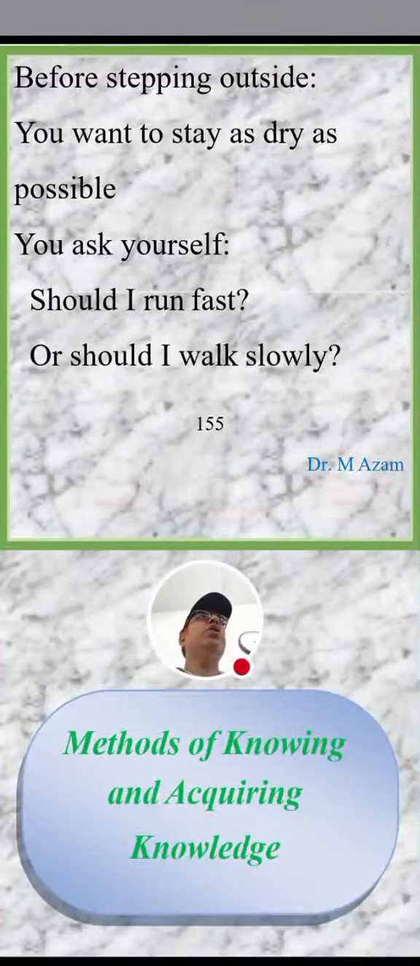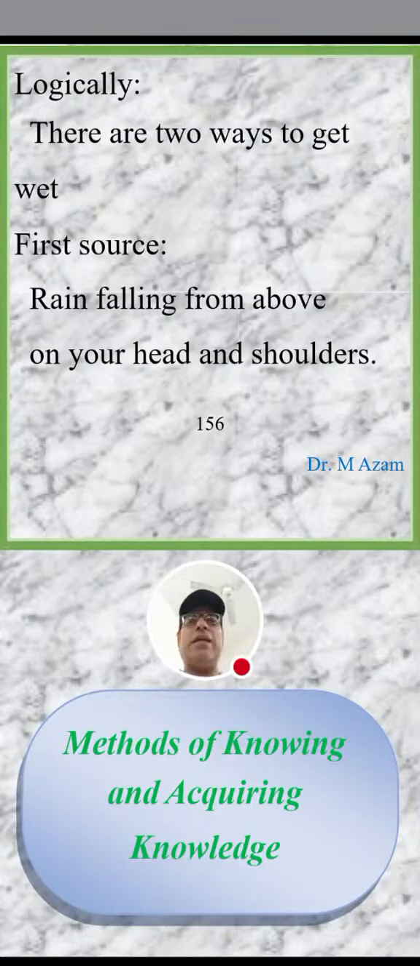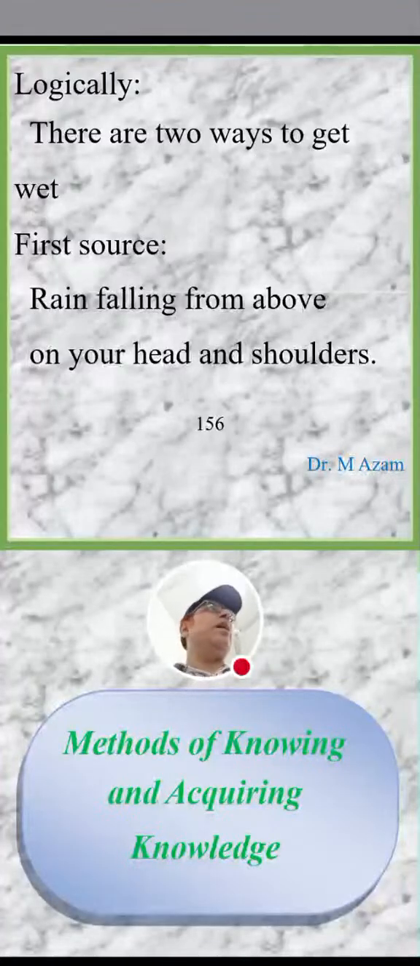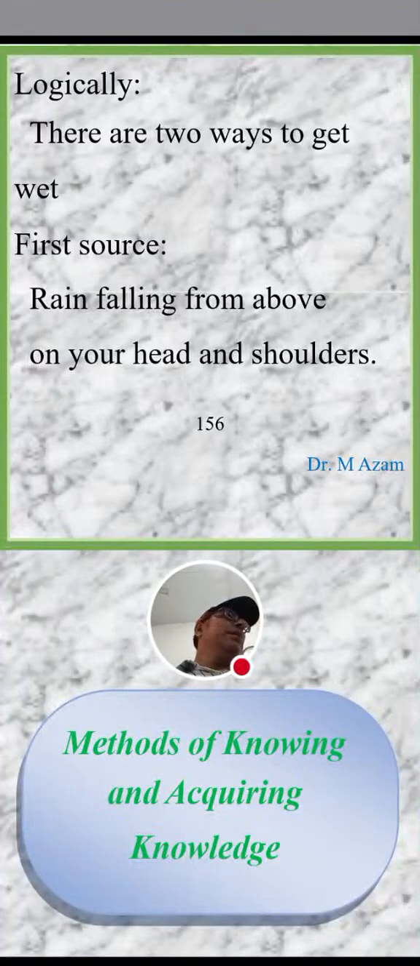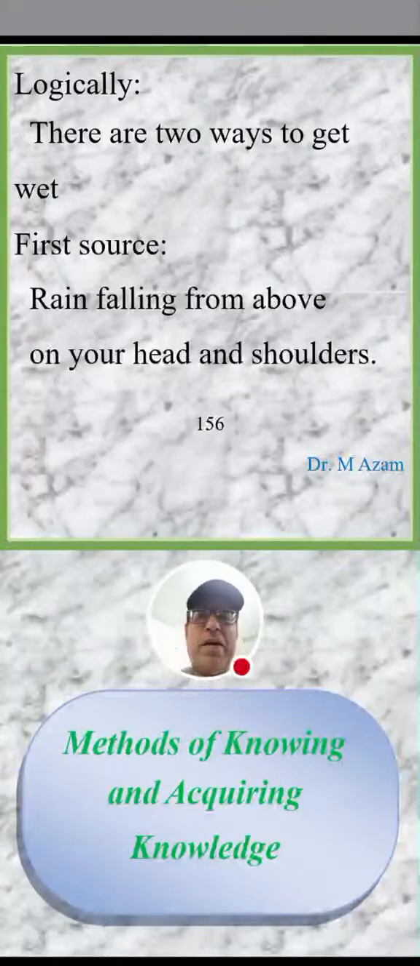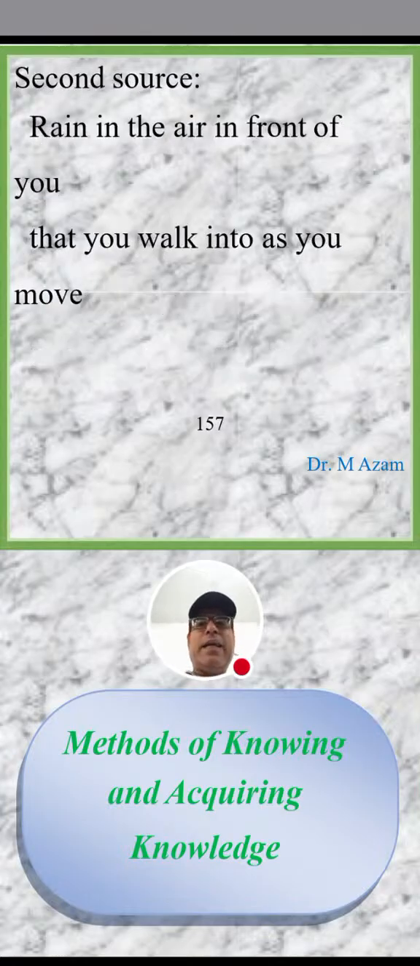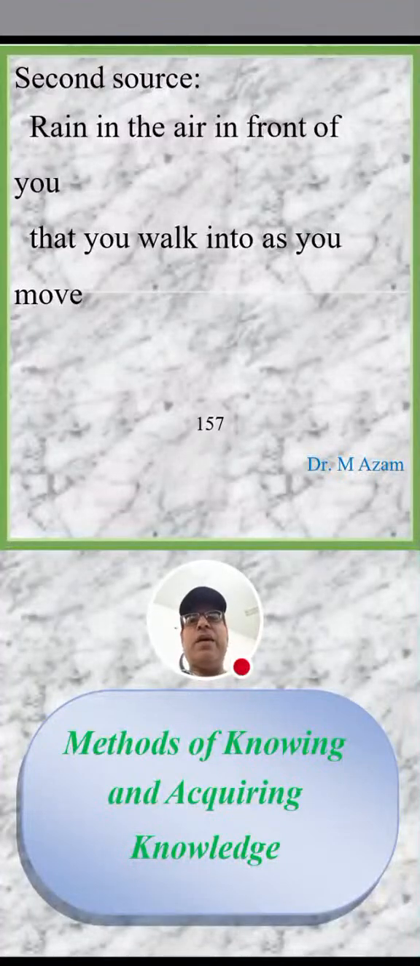You ask yourself, should I run fast or should I walk slowly? Logically, there are two ways to get wet. First source, rain falling from above on your head and shoulders. It will wet your clothes. Second source, rain in the air in front of you that you walk into as you move.